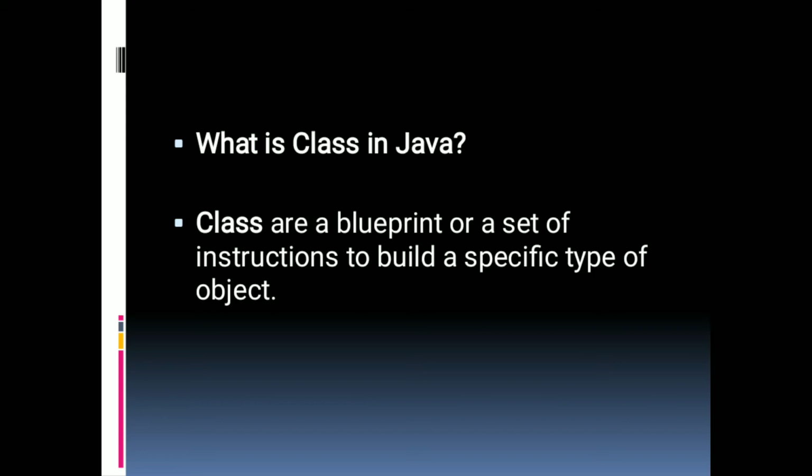Okay, what is a class in Java? A class is a blueprint or a set of instructions to build a specific type of object. So it is a blueprint or a set of instructions to build a specific type of object. So we will be using classes in Java and objects also will be used in Java.